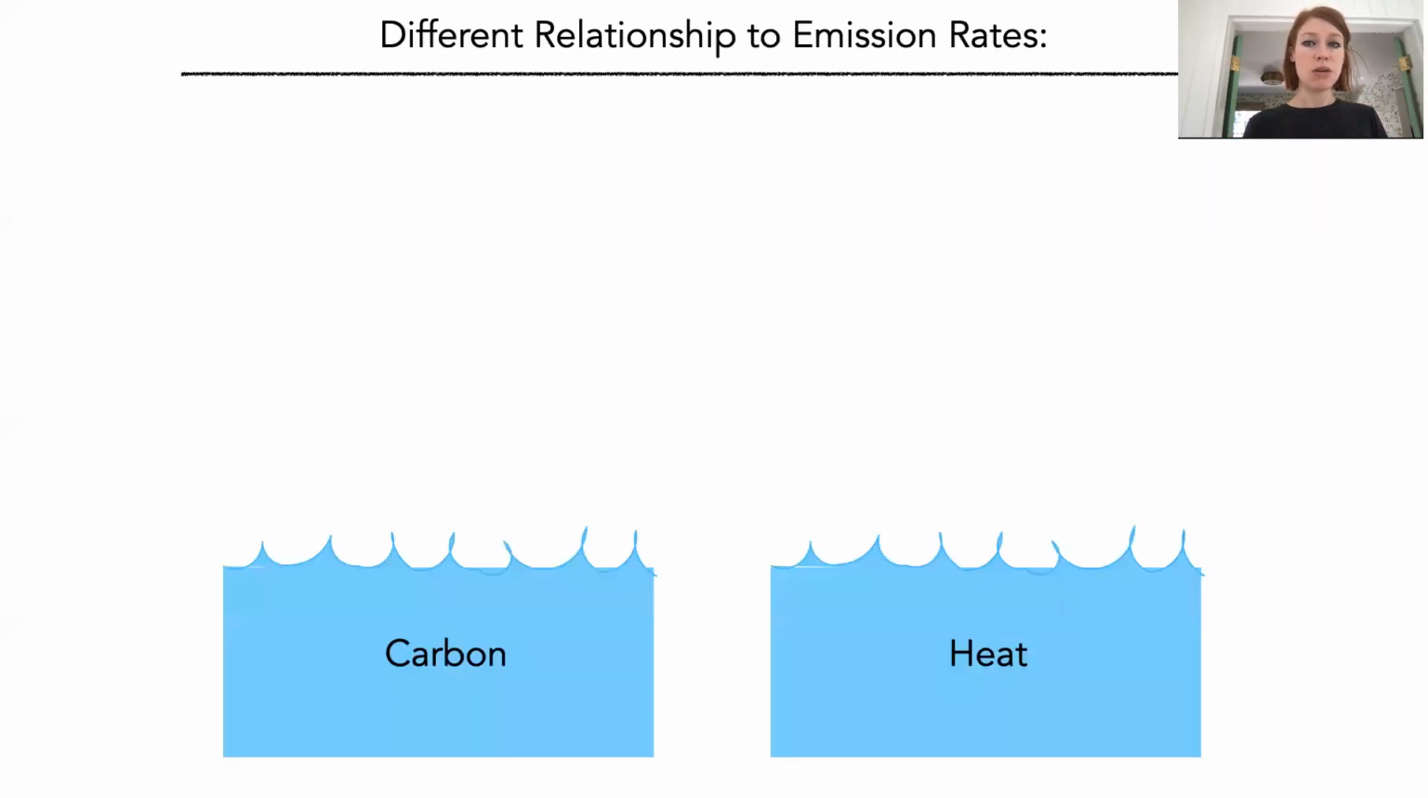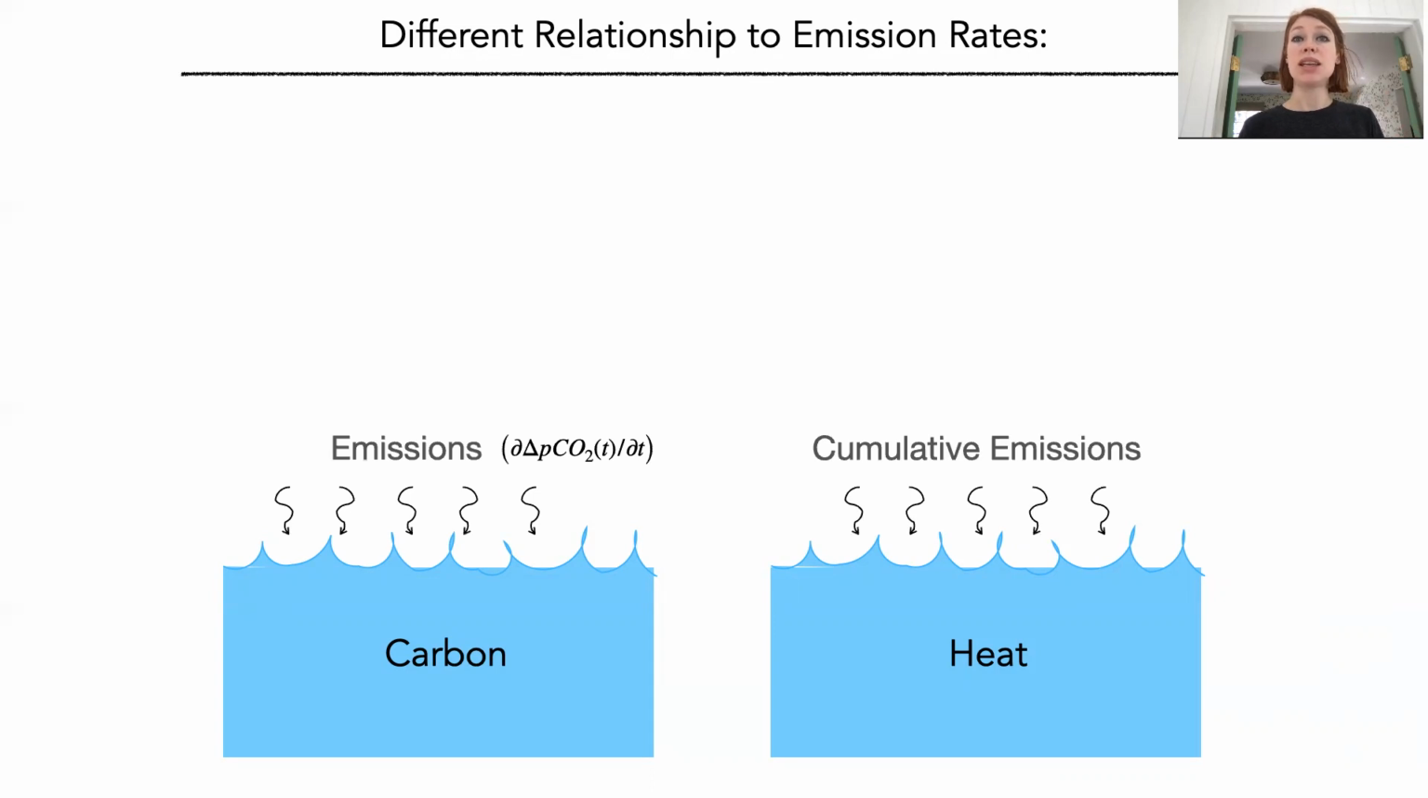Okay, so the argument is that even if the physics of carbon and heat uptake, once those properties are in the ocean, is identical, which is not true, the key point here is that the boundary conditions of that uptake are different. For carbon, it's tied to emissions through their influence on the rate of change of PCO2 in the atmosphere, while for heat, it's tied to cumulative emissions through its influence on the total change of PCO2 in the atmosphere and the influence of that on radiative forcing.